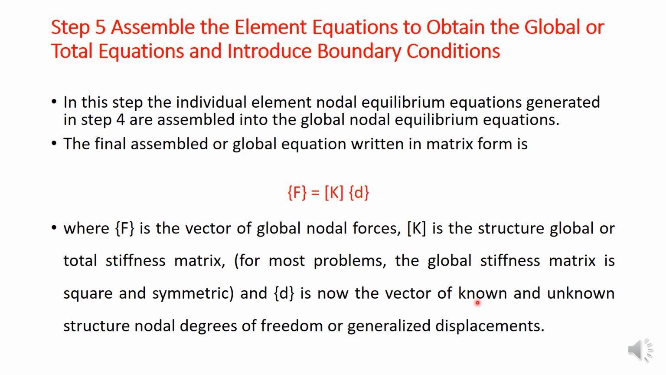The reason I say known and unknown degrees of freedom is that here I am applying the boundary conditions. For example, a roller support allows displacement only in the x direction, not in the y direction, so I can say that the displacement in the y direction will be 0 for a roller support. Similarly, a hinge support restricts movement in both the x and y directions, so correspondingly I can substitute in the equation that the displacement in the x and y directions is 0.